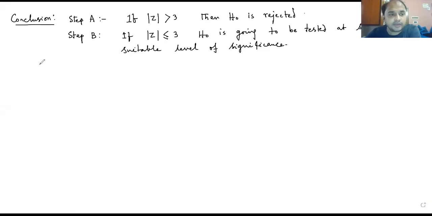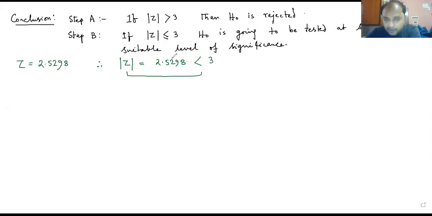In the previous session, we got the Z value as 2.5298. That was my Z, and therefore mod of Z is definitely the same thing, 2.5298, because it is a positive quantity, which is of course less than 3. So we need to find out a suitable level of significance at which it would be tested.